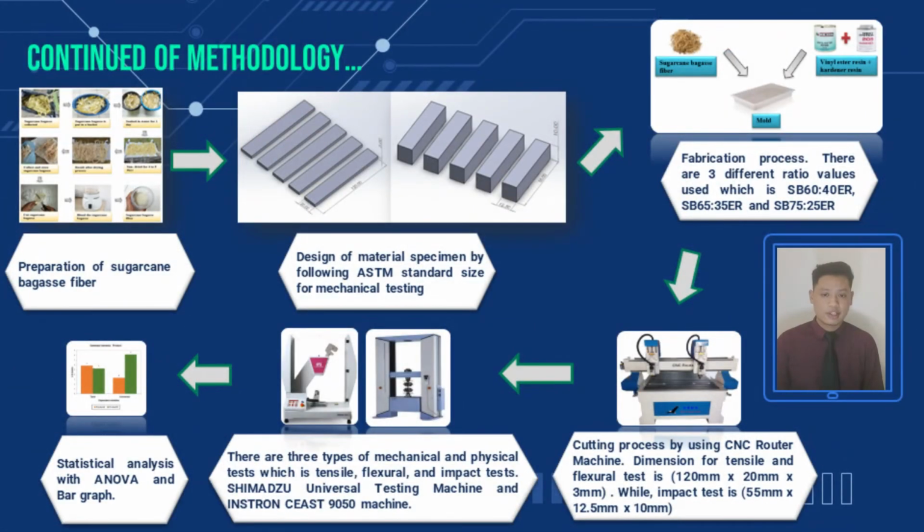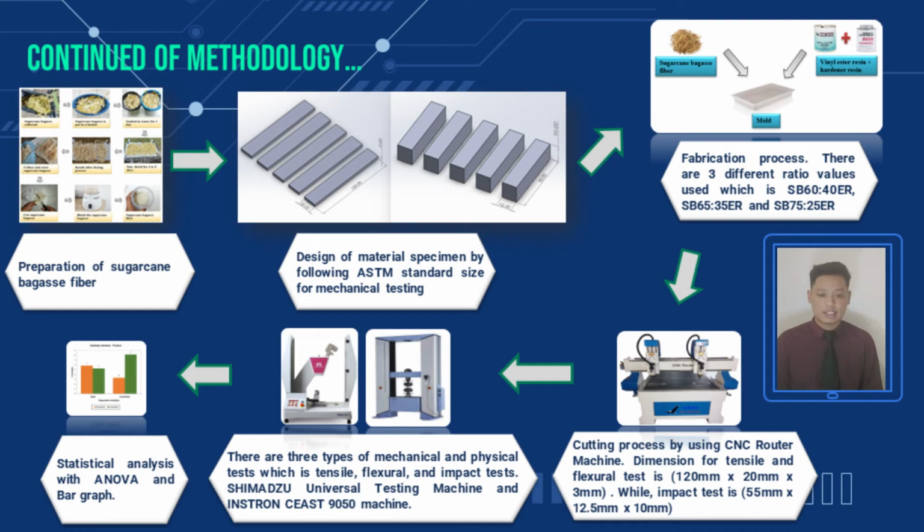Next is explanation step by step of methodology. Start from preparation of sugarcane bagasse fiber. Then design of material specimen by following UTeM standard size for mechanical testing. Next process is fabrication process. There are 3 different ratio values used, which is SB60 ER40, SB65 ER35, and SB75 ER25. SB stands for sugarcane bagasse, while ER stands for epoxy resin.